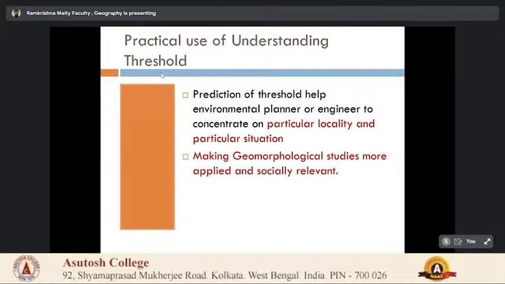And if you can understand the threshold condition for a particular setup of geomorphic process, it will help the environmental planners or engineers to concentrate on a particular locality and particular situation better than the general understanding we have presently. And we can make these geomorphological studies more applied and more socially relevant if we can calculate those threshold conditions, event-specific conditions. Okay?